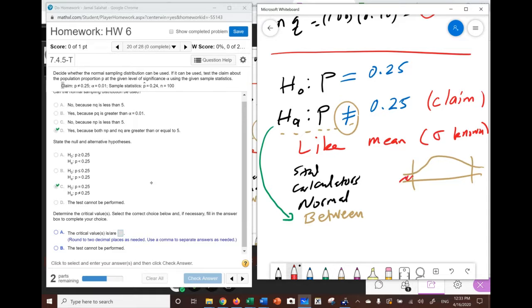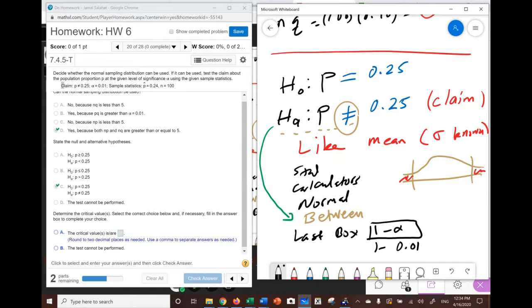So there are two tails to this problem. If there are two tails, I'm going to press between. Then I'm going to go to the last box and fill the last box with 1 minus alpha. That is the condition. Remember, if it's one tail, just put alpha, but if it's two tails, you put 1 minus alpha. So in our problem here, alpha is equal to 0.01, so this is going to be 1 minus 0.01.